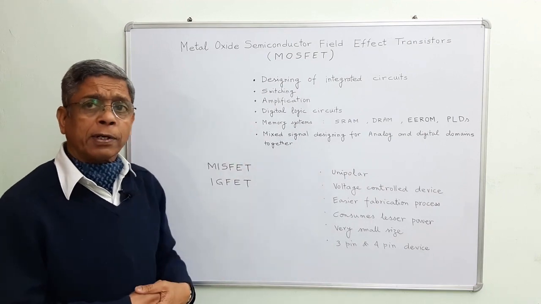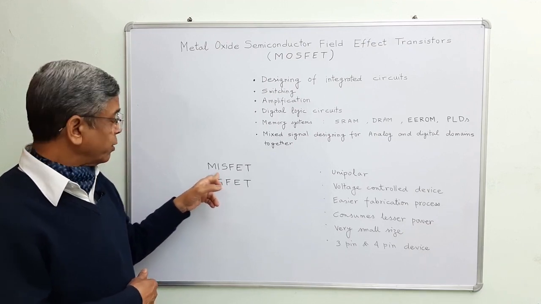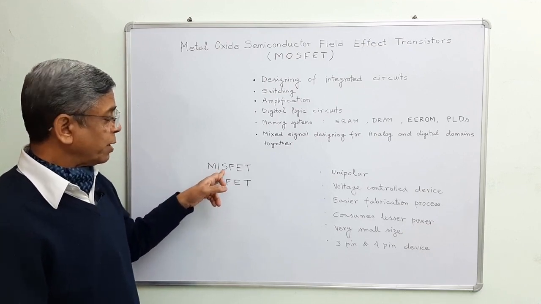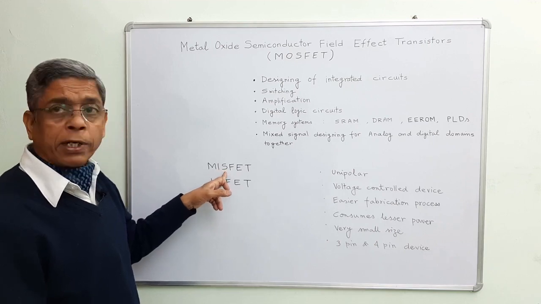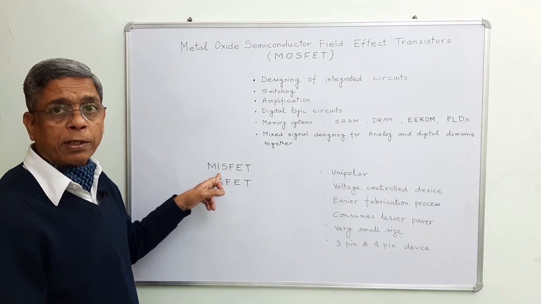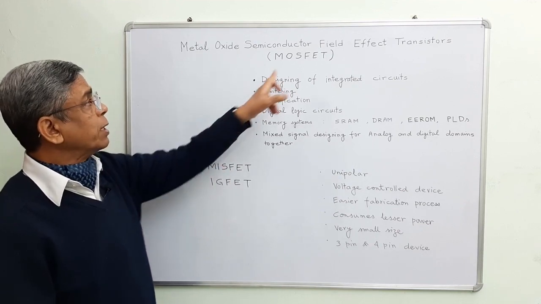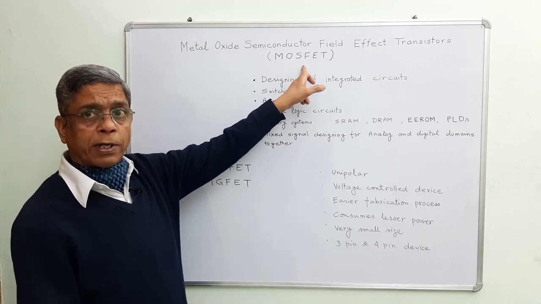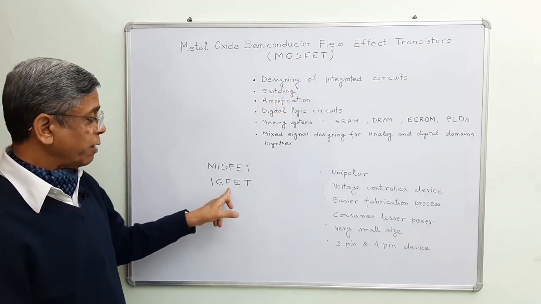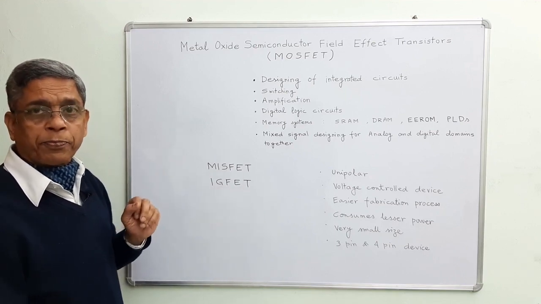And this MOSFET comes from the family of field effect transistors. This is called metal insulator semiconductor, where the semiconductor is insulated from the metallic gate by using an insulator. When we use silicon dioxide as an insulator, this is known as MOSFET. MOSFET is also known as IGFET, insulated gate field effect transistor.